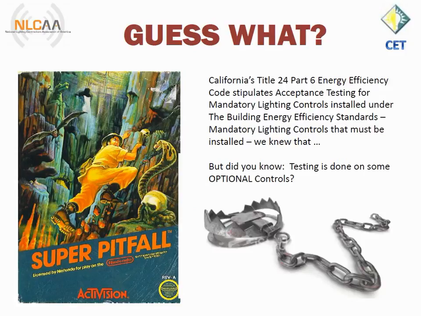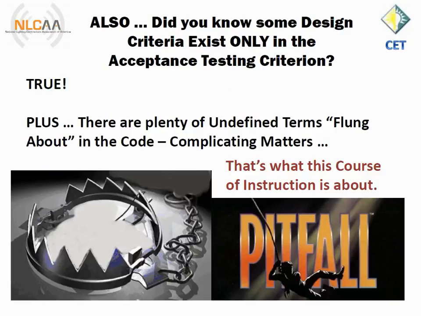Lighting control acceptance testing technicians have to come and test your work before you can get an occupancy permit. But do you know what they are testing? You may not be aware that some components of your system they are looking at are not even mandatory controls. There are also conflicting design criteria of which you may not be aware, some of which will be corrected in the 2016 code. We'll examine some of these. And let's not forget undefined terms, because those are always a problem in a code.